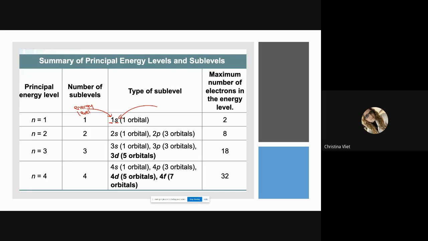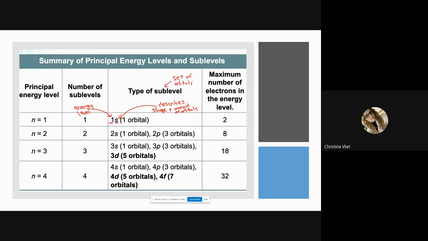Generally speaking, the shape, right? The shape of the area where the electron could be found in, and then how many orbitals it has. So S would be the type of sublevel which describes the shape and amount of orbitals. So if I see the letter S as a sublevel, remember sublevel means set of orbitals itself.